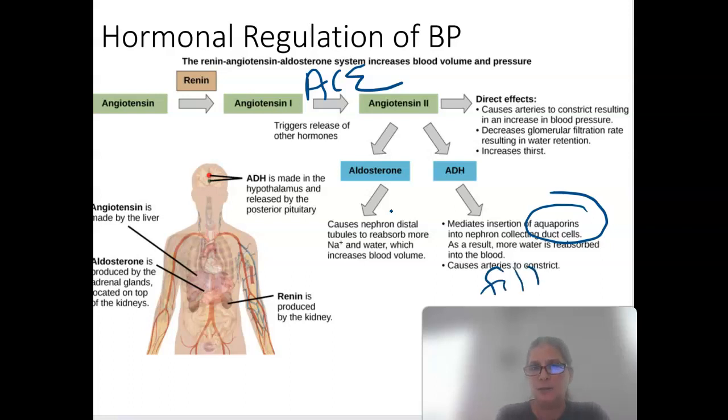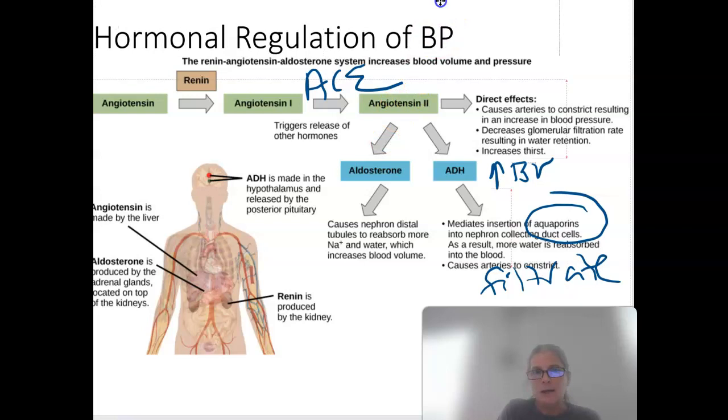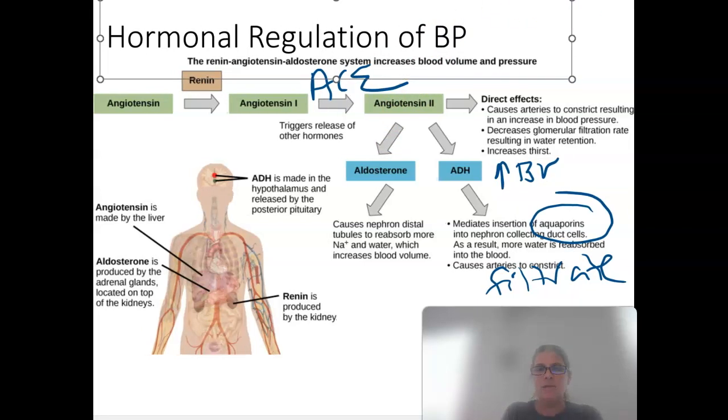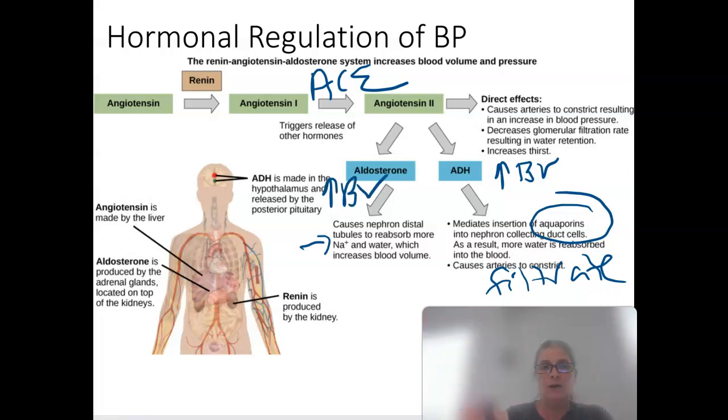The filtrate is what's in your kidney before it becomes urine, and it goes into your blood. So it's going to increase your blood volume. Well, aldosterone does the same thing, just a slightly different mechanism. What aldosterone does is it goes into the kidney, into the nephron, but it causes the nephron to reabsorb sodium, and then water tends to follow sodium. So it primarily affects sodium and water tags along. So it also is going to increase your blood volume.